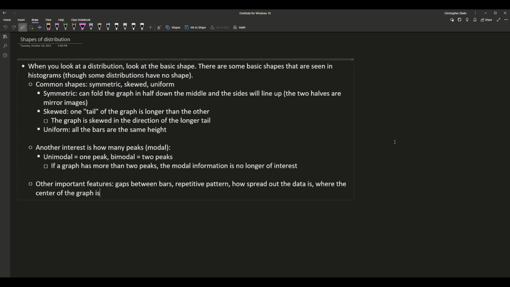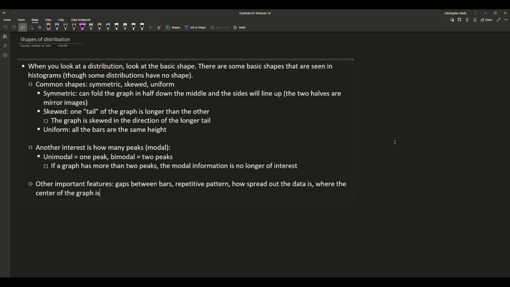Symmetric is whenever you can fold the graph in half down the middle and the two sides line up. So the two sides are mirror images of each other. Skewed is when one tail of the graph is longer than the other tail. In this case, we say that the graph is skewed in the direction of the longer tail. Uniform is whenever all of the bars are the same height. Exactly the same height.